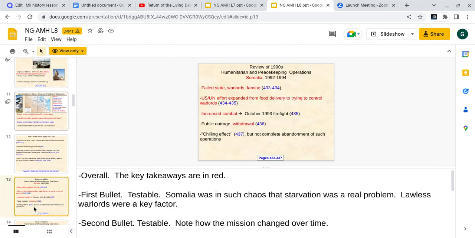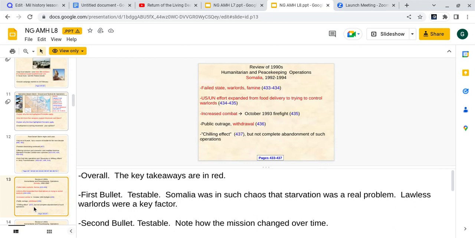Next we have a battle in Somalia. So for Somalia, understand that it was in a really bad situation due to warlords taking over. The state was failing, a lot of famine, a lot of starving people. So the United States, along with the United Nations, decided to start delivering food.